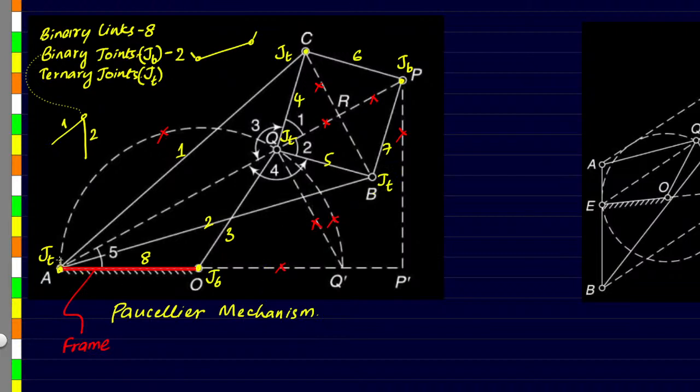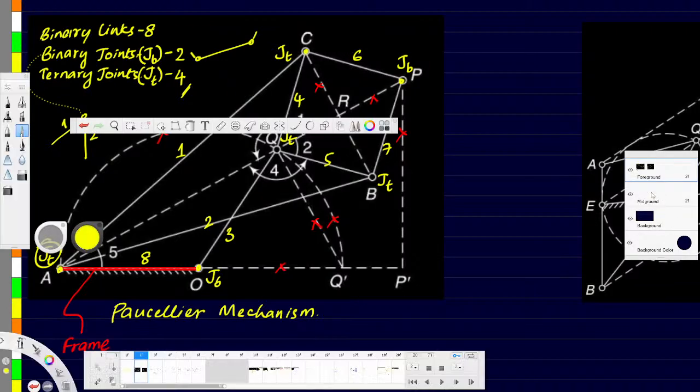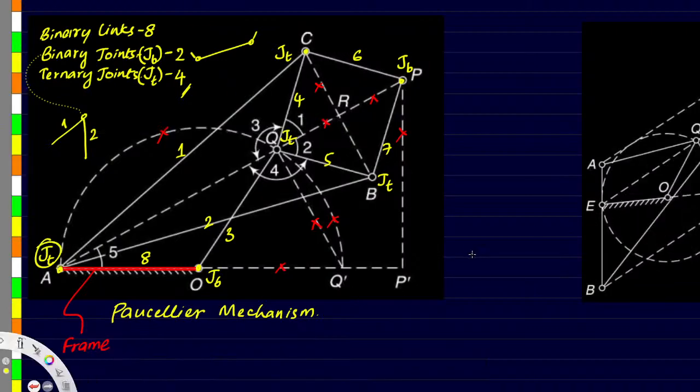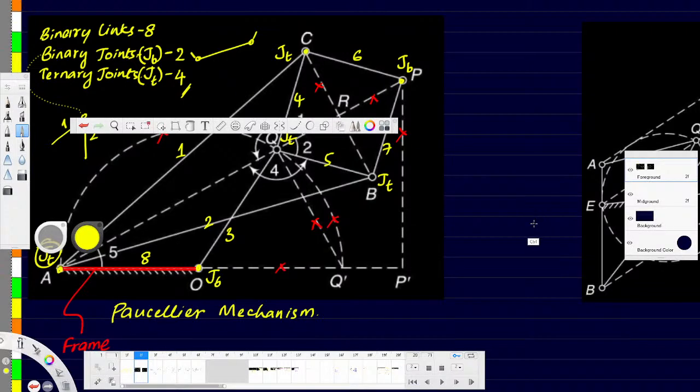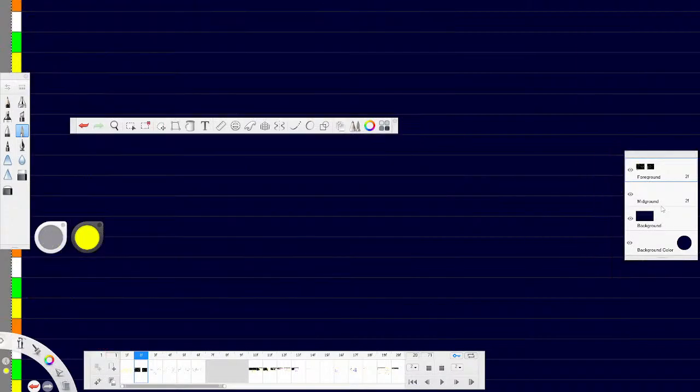And are any other joints left? Did we count all the joints? Yes. So ternary 1, ternary 2, ternary 3, and ternary 4. So the total number of ternary joints is 4. That's how we count the binary links, binary joints, and ternary joints. Is it clear?